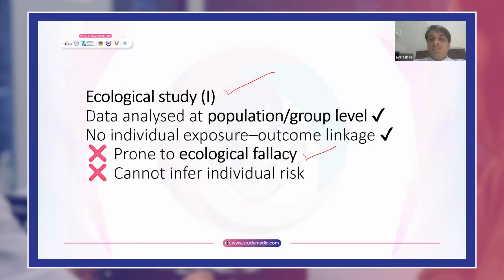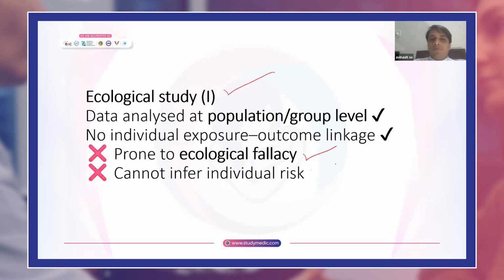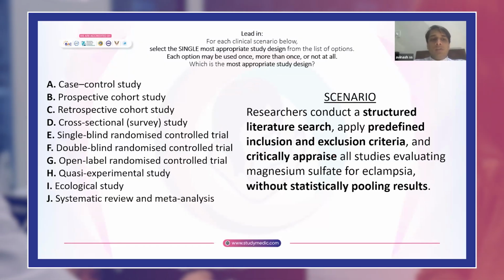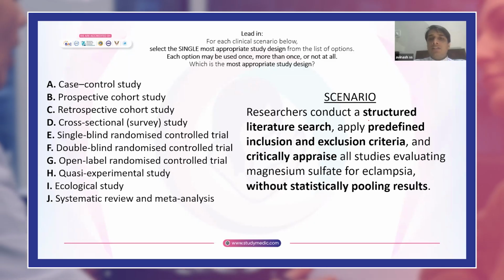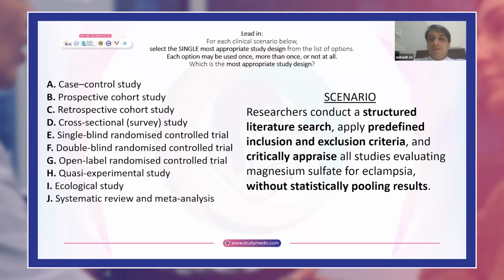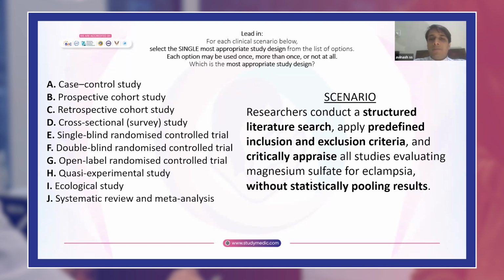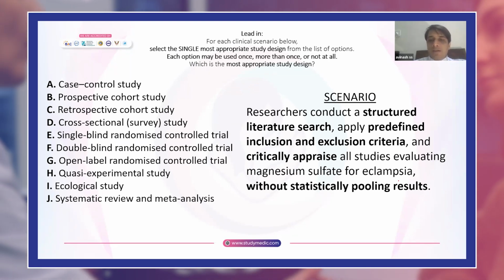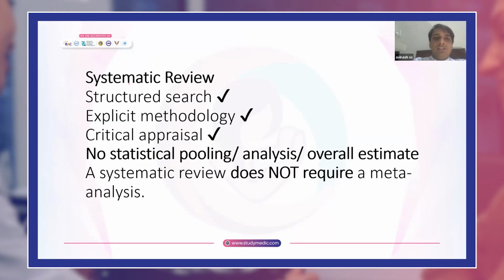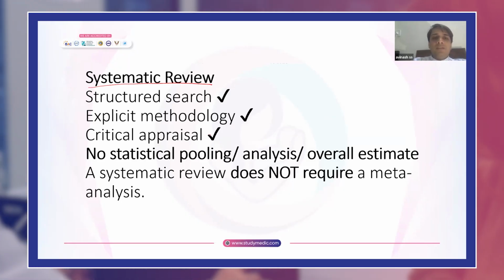In some country, the association may be found, it may not be found. This is called as ecological study design. Now the another is: researchers conduct a structured literature research, apply predefined inclusion and exclusion criteria, and critically appraise all studies evaluating magnesium sulfate for eclampsia without statistically pooling the results. Here they are collecting the individual studies and they are not doing any analysis, and this is called as a systematic review. It is a structured research with explicit methodology and we appraise it.